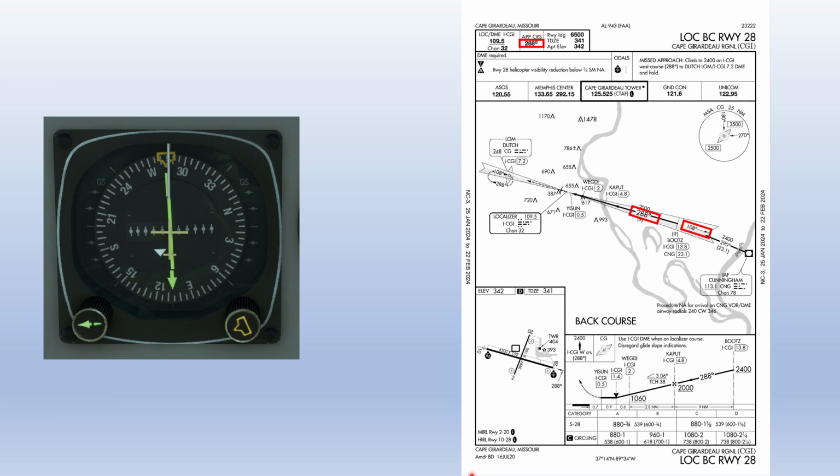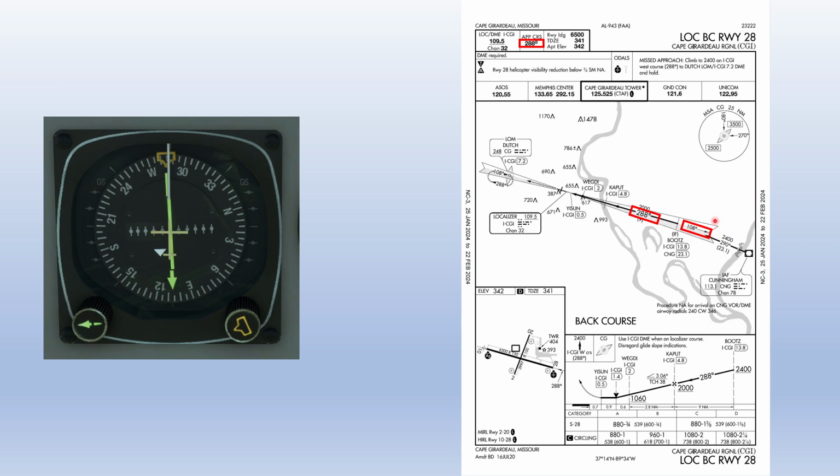So for example, let's take a look at the example approach we're going to fly today, which is the localizer back course to runway 28 into Cape Girardeau, Missouri. Identifier for the airport is Kilo Charlie Golf India. And we can see we are flying a back course here, and the approach course is 288, which is depicted up here at the top of the chart and also here on the plan view.